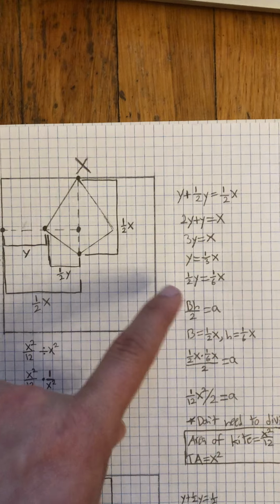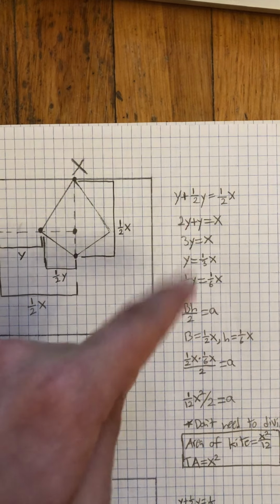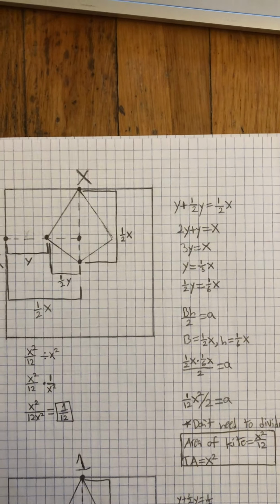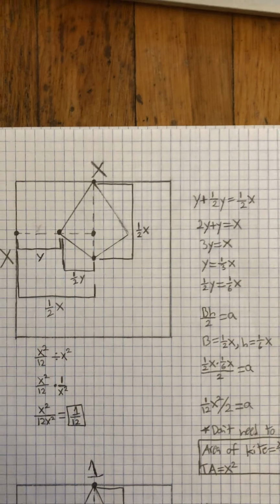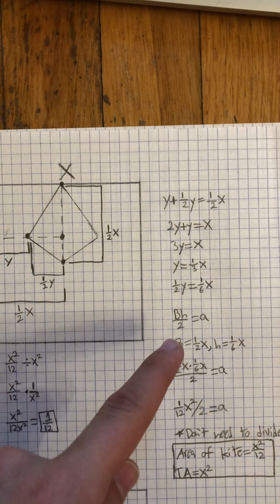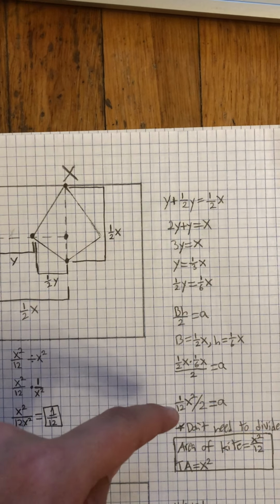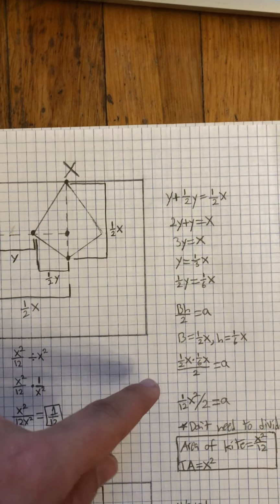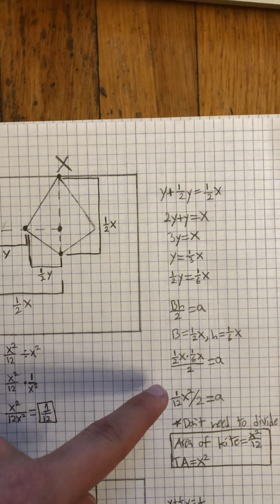So 1/2 y equals 1/6 x using algebra. You can see my steps. And then we know a triangle is base times height divided by 2. So our base is 1/2 x. Our height is 1/6 x. And then you solve 1/2 x times 1/6 x divided by 2 is 1/12 x squared divided by 2.